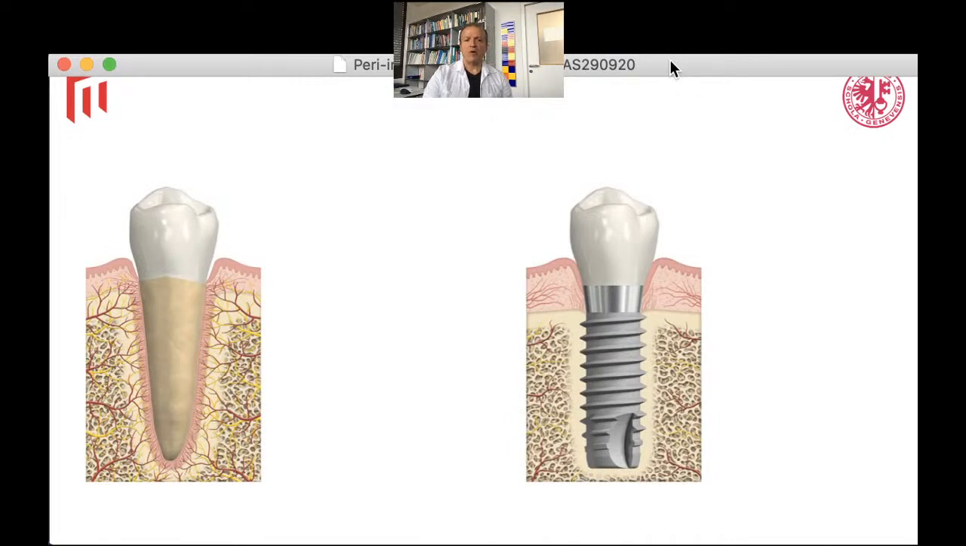Very briefly now on the pathogenesis of the disease. If we compare the anatomy of the marginal periodontal tissues with the marginal peri-implant tissues, we have some distinct differences.